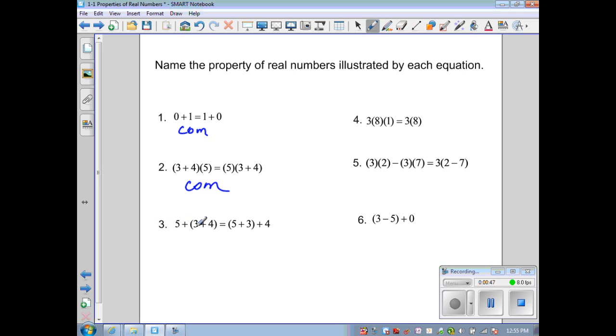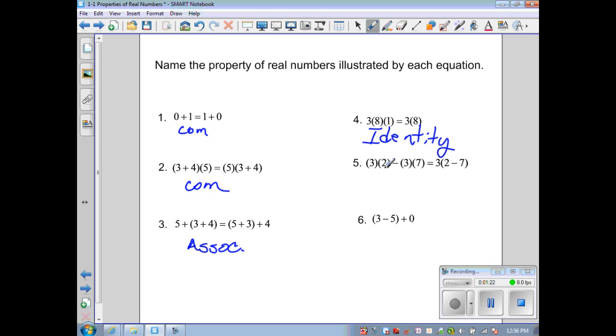Number 3, 5, 3, 4, 5, 3, 4. Here the order remained the same, but the grouping of the parentheses changed to contain 3 and 4 and 5 and 3. So this is associative property. Number 4, 3, 8, 1, and just 3 times 8. Therefore, this is multiplicative identity. Anything times 1 gets you back what you started.